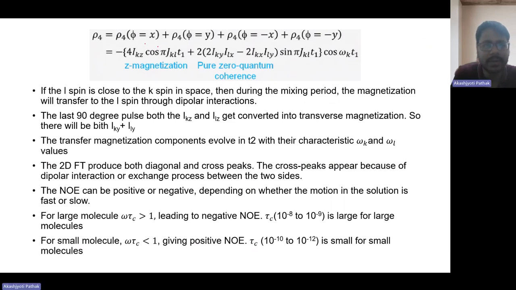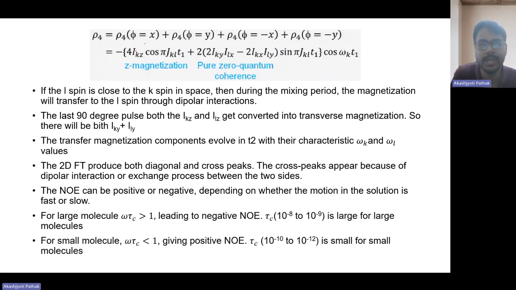So yeah, that is what I was saying. So we have rho 4 phi equal to x. These derivations have been done; I'm not going into detail of these. Rho 4 phi equal to x plus rho 4 phi equal to y, rho 4 phi equal to minus x, and these are added. When you add this, the final expression that you get is this one, 4 I kx cos pi J kl t1. This is z magnetization. And this one, 2 ky Ix Ilx minus 2 Ikx Ily, this is pure zero quantum coherence.